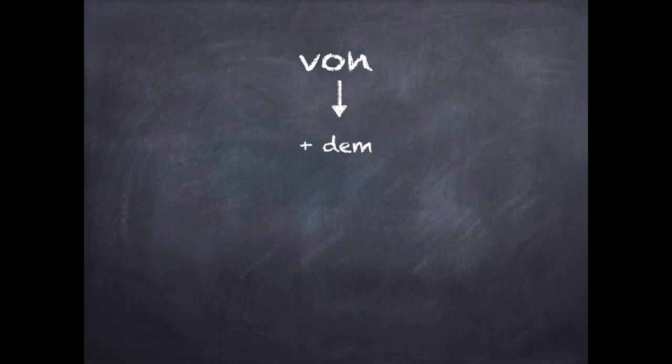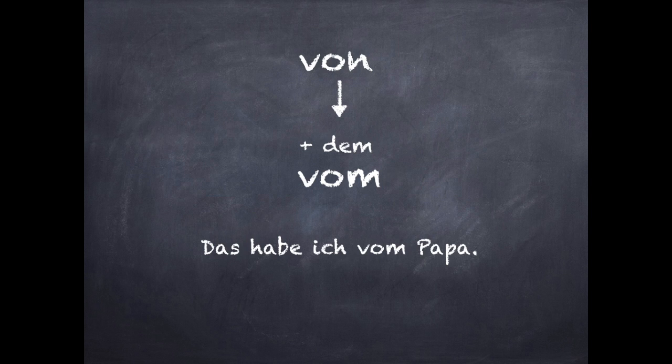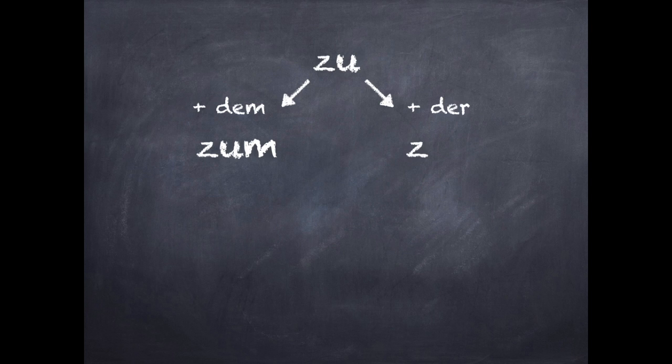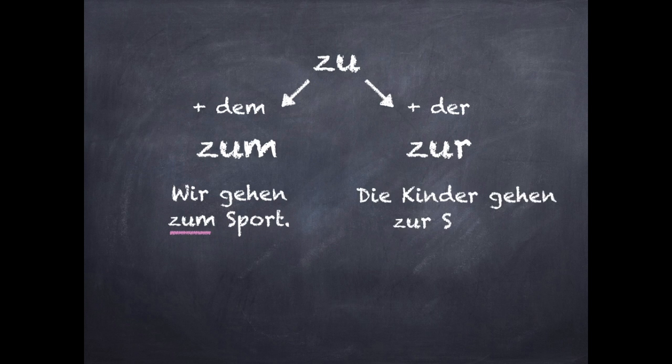We have the preposition von and the dative dem, which create vom. For example, das habe ich vom Papa. I got this from daddy. So here we contract von and dem to vom. Zu can work the same way with dem, zum, and it can also be contracted with der, zur. So we have the example here, wir gehen zum Sport, we're going to the sport, or die Kinder gehen zur Schule, the kids go to school. And we see the two contractions used.